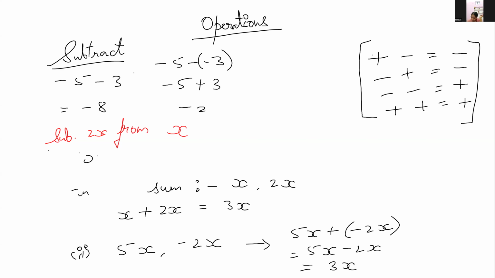x minus 2x. Ma'am, equal to minus x. Yes, equal to minus x, because x means it has a value of 1. So when we do 1 minus 2, we will get minus 1. Right. Similarly, we get here, and because it's x, we can write minus x. Okay. Then one more we will see.